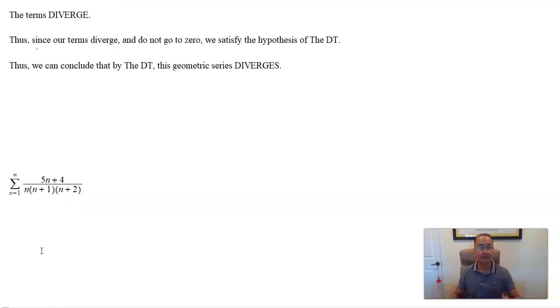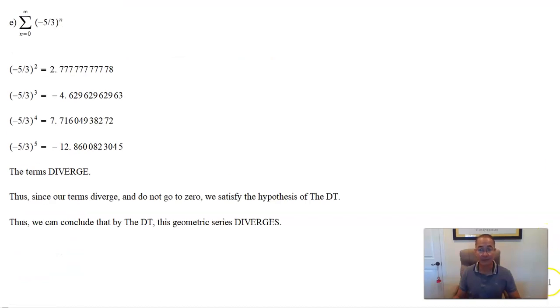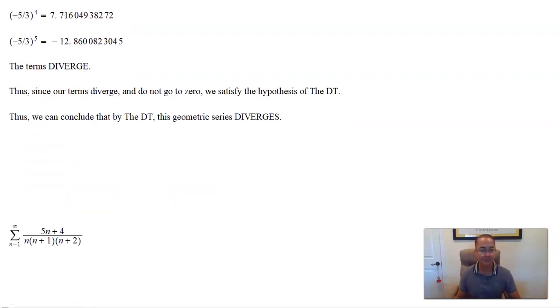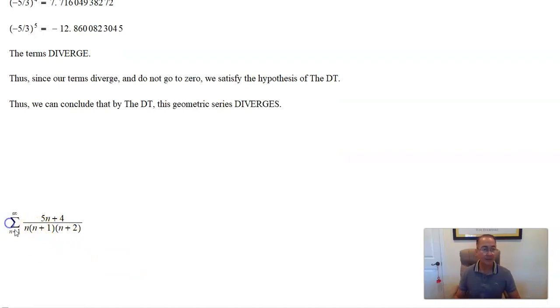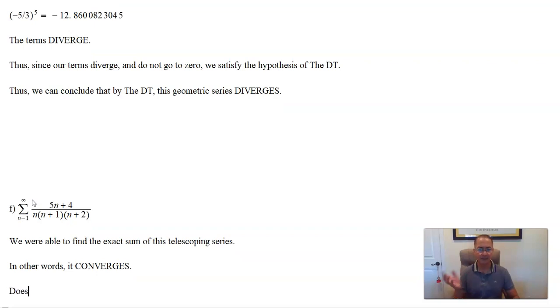This was the telescoping series that we saw in our last video as well. So we are now in part F, last example. Okay, so this is a telescoping series, and we know from that video that we were actually able to find the exact sum of this telescoping series. In other words, it converges. Okay, but back to the topic.